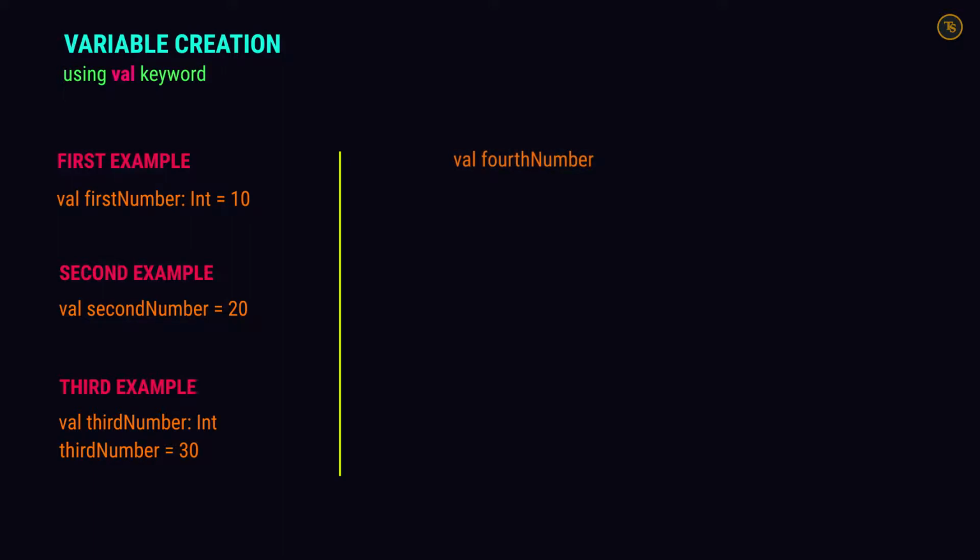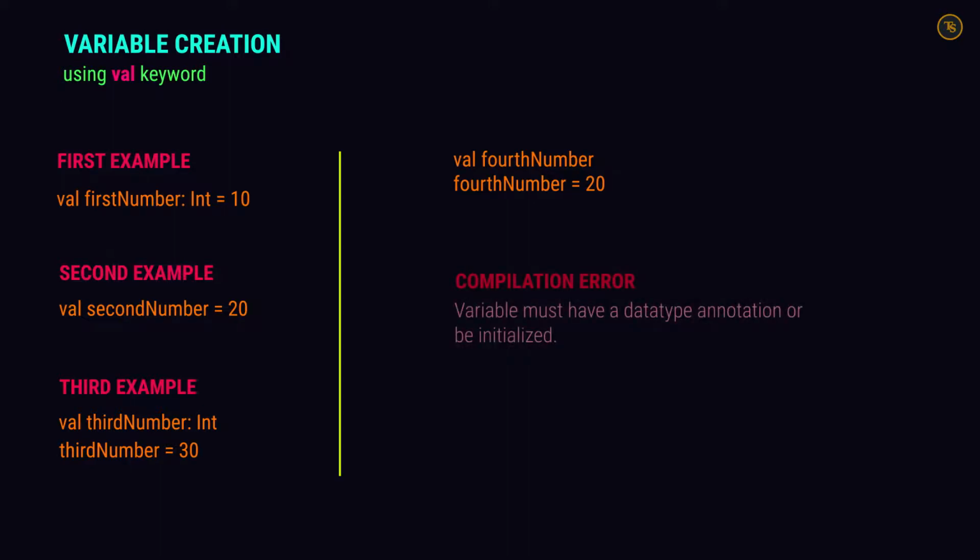For example, look at this code. Here we have created a variable fourthNumber, but we didn't assign any values to it. We also didn't declare any data type for this variable. In the next line, we are trying to assign 20 as a value to this variable, but this code is not correct in Kotlin. It will throw a compilation error because a variable must have a data type if you are not assigning any values to it.